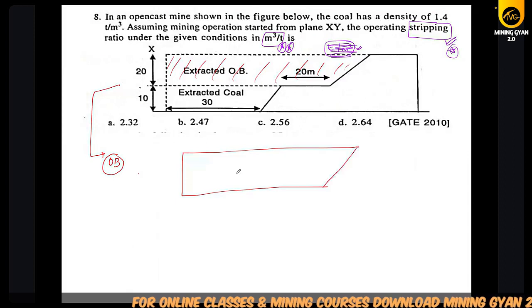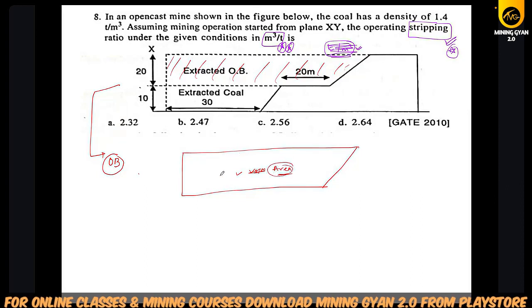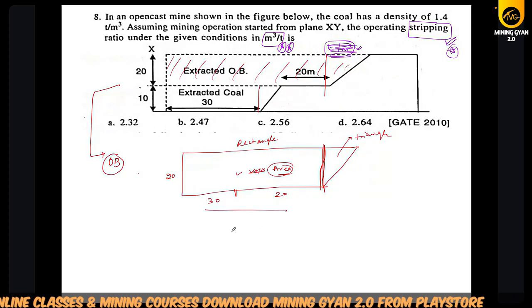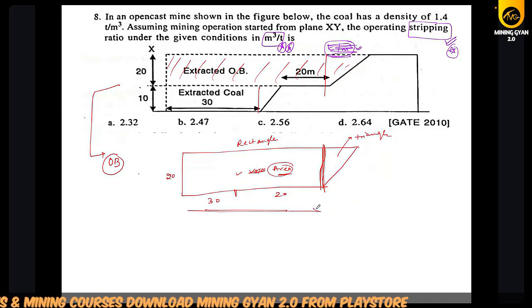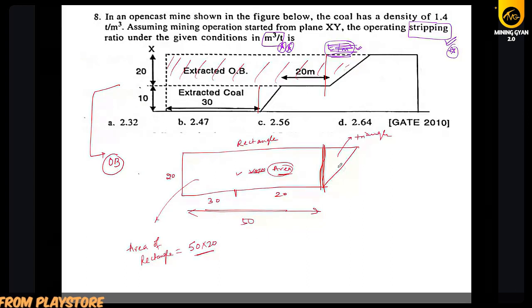Okay. So you have to find out the volume, or first the area. You know how to find out the area of this. If we draw a straight line, then you can see this is the rectangle and this is the triangle. For the rectangle, it is 20, up to this it is 30, and from this it is 20. So the total length will be 50.